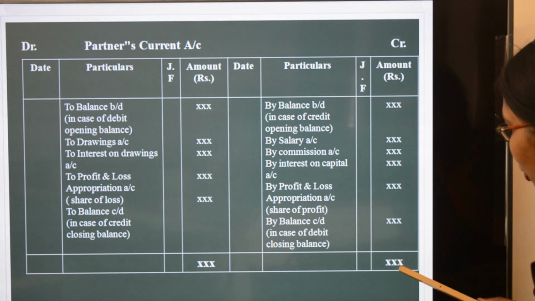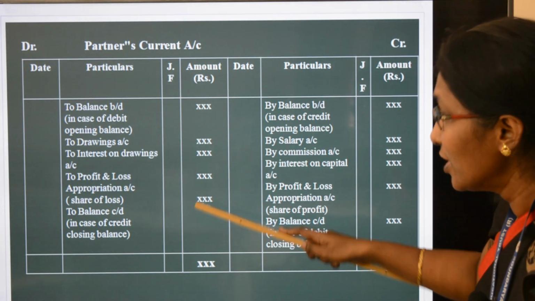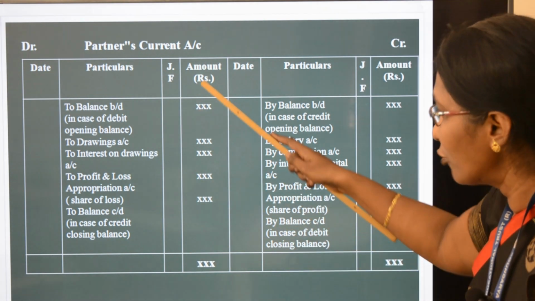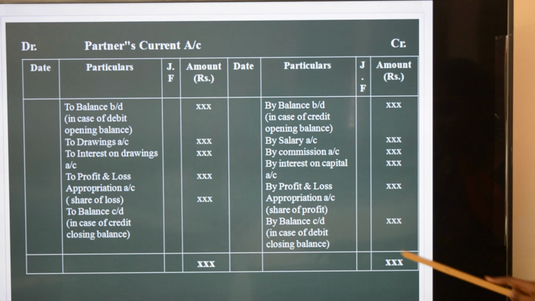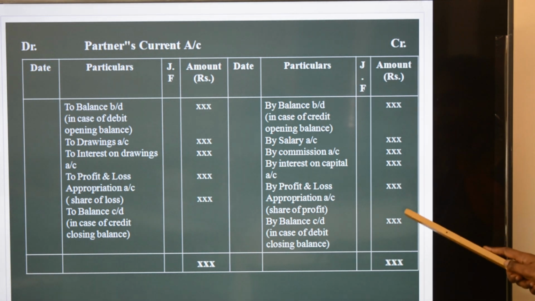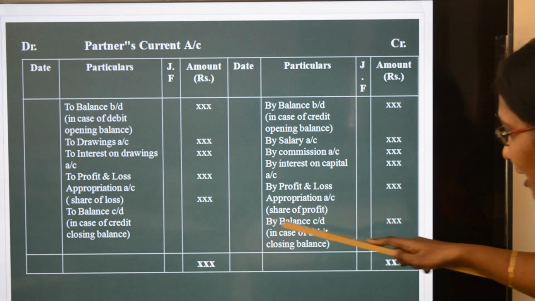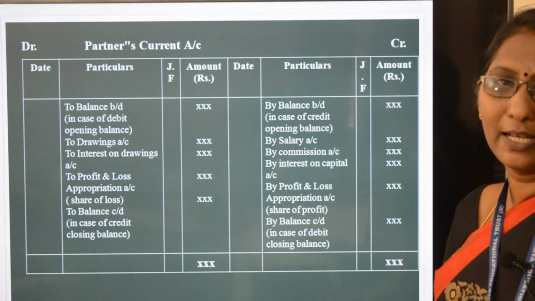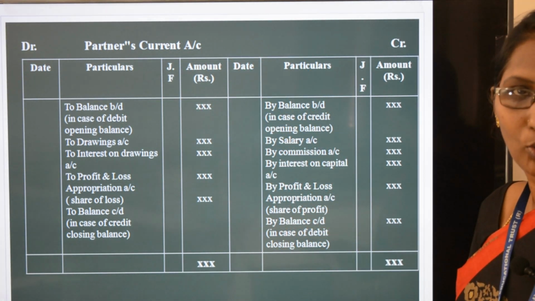If credit value is more, we write the same total here and we will get the balance here. If we get debit balance more, what should we do? We have to total it in debit side. Same total you write here in credit side. From this total, you deduct all these values and you will get balance here in credit side. That balance should be written here as by balance carry down. It is of debit closing balance. Here it is credit closing balance. So this is about partner's current account.